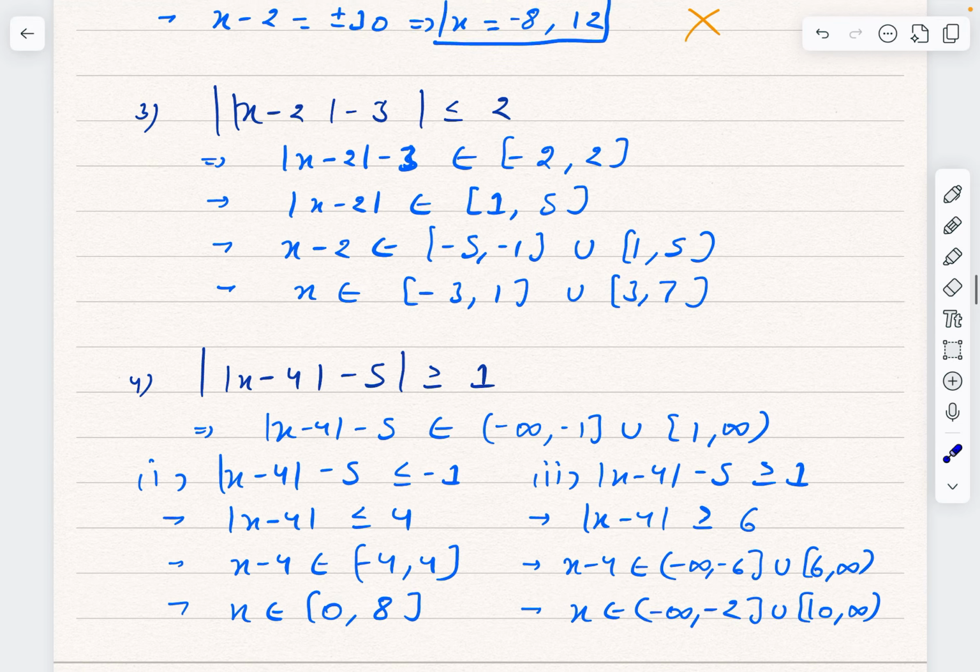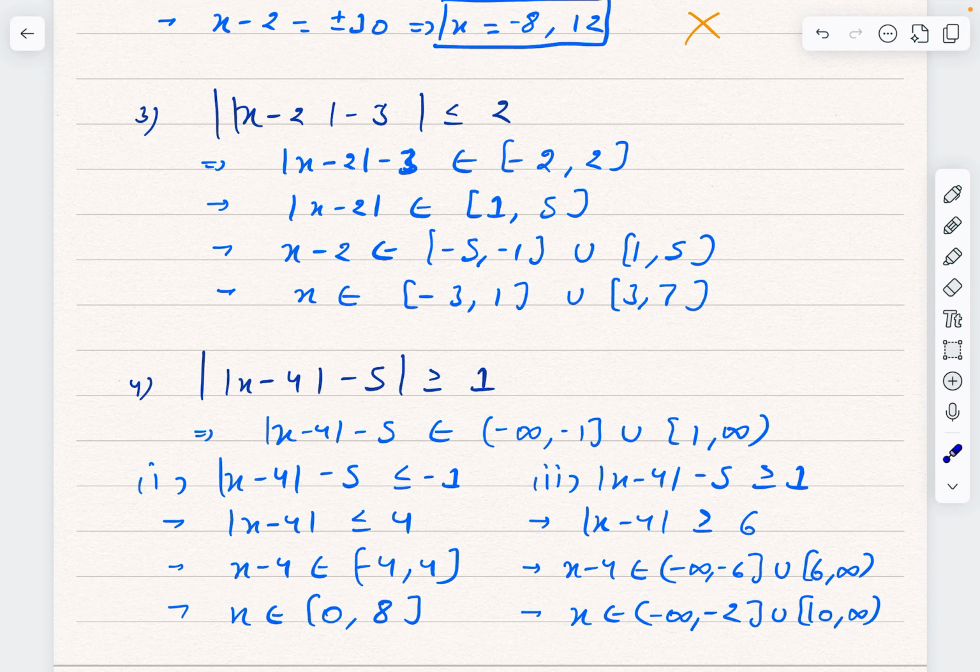For the fourth problem, the final answer is x belongs to 0 to 8 union minus infinity to minus 2 closed union closed 10 to infinity. So this or this. How do we get this? Using the third property, we can say ||x minus 4| minus 5| belongs to minus infinity to minus 1 closed union 1 closed to infinity.